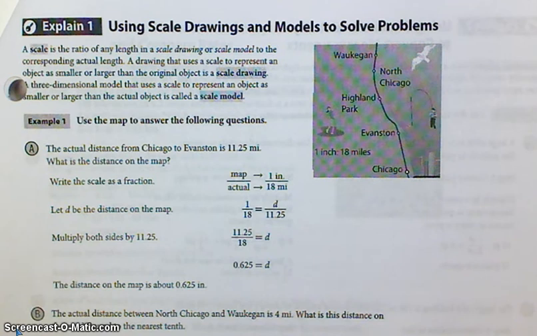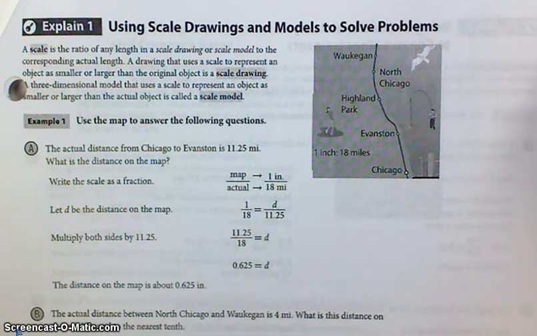A three-dimensional model that uses a scale to represent an object as smaller or larger than the actual object is called a scale model. So think of your little Hot Wheels cars. If you go to Walmart and buy a little Hot Wheels car, it'll tell you the scale. Like that little Hot Wheels car is, I don't know, 1/24th the dimensions of the actual car that it represents or whatever. Okay, so that would be a scale model.